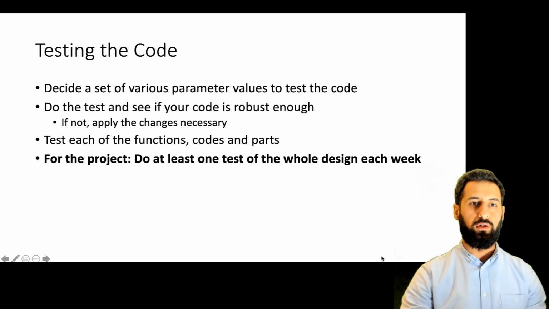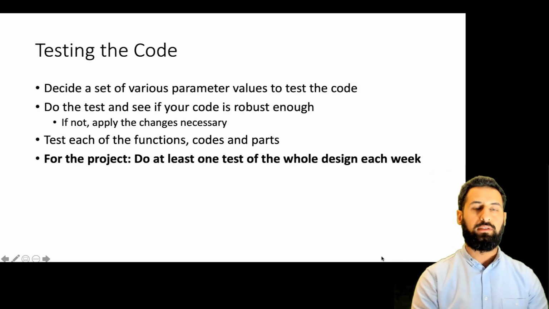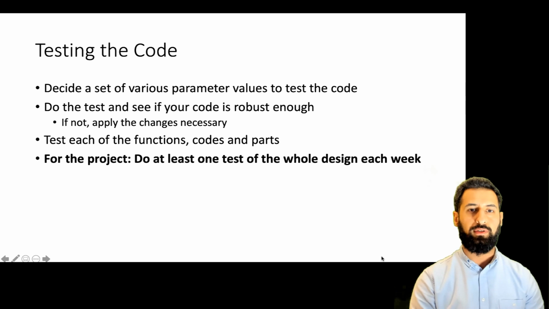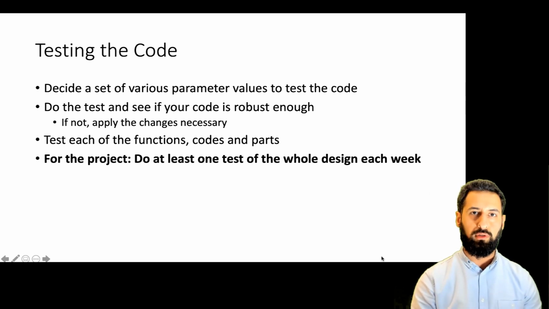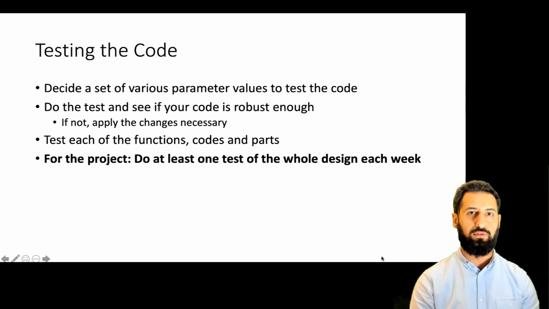For testing the code, you need to decide a set of various parameter values to test the code. So you want to know what specific shapes your model should be able to take, and that gives you the range of parameter values that it needs to be able to do. And you basically perform the test by changing the values of the parameters, and then you see if your code is robust enough and if it works.